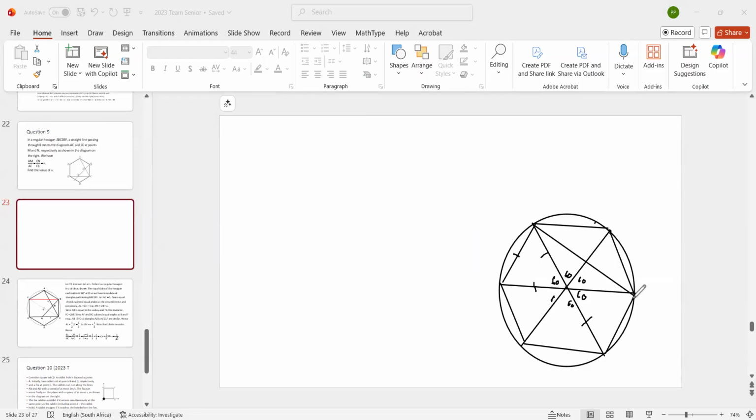Another one is if I join these other diagonals, in other words, I join the alternate vertices. Avoid that, join, avoid, join. Then this inside part becomes an equilateral triangle. It becomes an equilateral triangle.